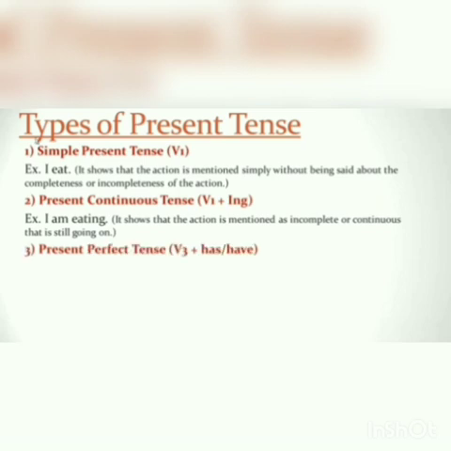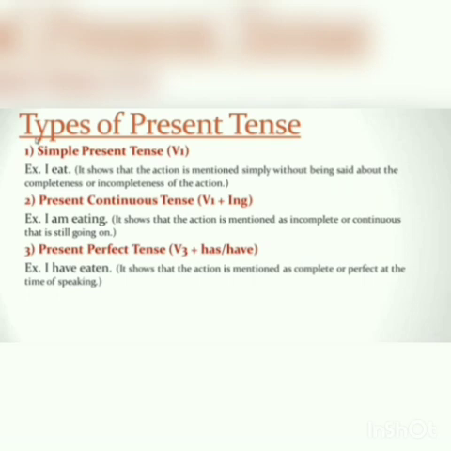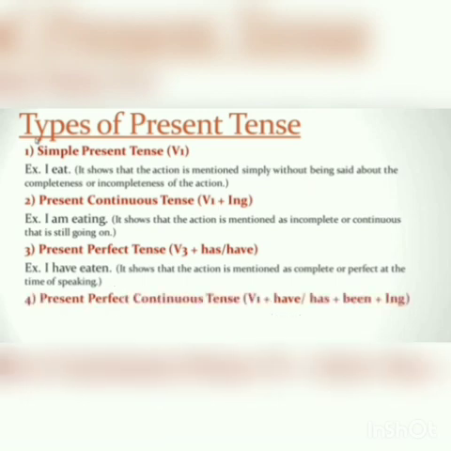Now third one is present perfect tense. The structure is V3 plus has or have. For singular you have has, for plural you have have. Example, I have eaten. It shows that the action is mentioned as complete or perfect at the time of speaking. So it shows completeness, okay? The present perfect tense.